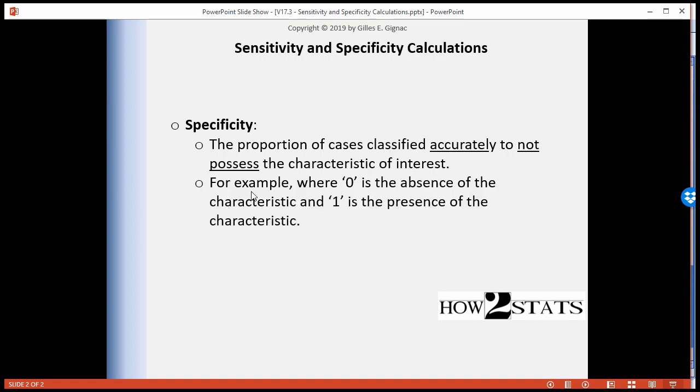As an example, you might code your data 0, which is the absence of the characteristic, so that's not having dyslexia, and 1, which is the presence of the characteristic, which is dyslexia. Now again, just like sensitivity, specificity also has another term that I think is a little more insightful, which is the true negative rate. Negative implying not possessing the characteristic of interest.